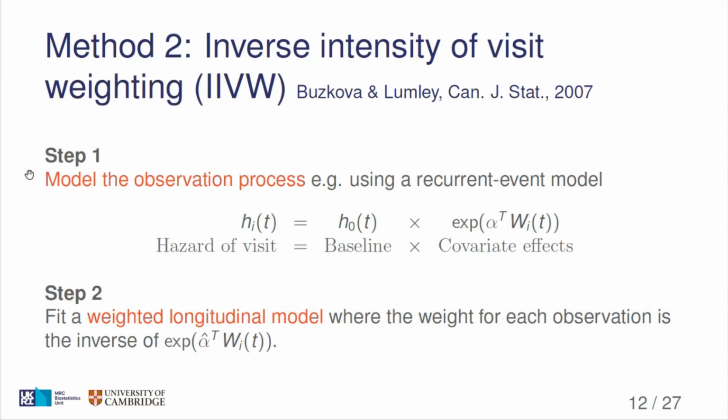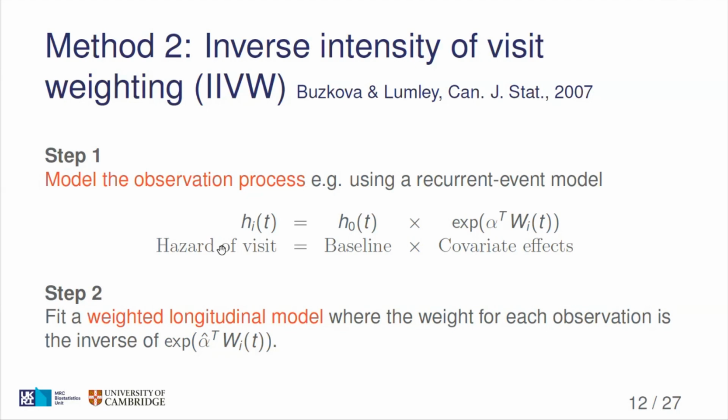Okay, so how do we do this practically? Well, if you wanted to use this method, you apply it in 2 steps. In the first step, you model that observation process, for example, using a recurrent event model. This is very similar to a survival model, like a Cox proportional hazards model. It just allows for the fact that it's not just one event. So we're not just modeling the first visit, we're also modeling the time to the second visit and the third and the fourth and so on.